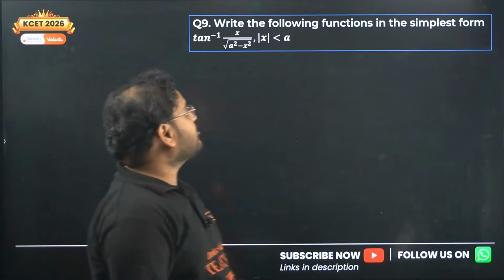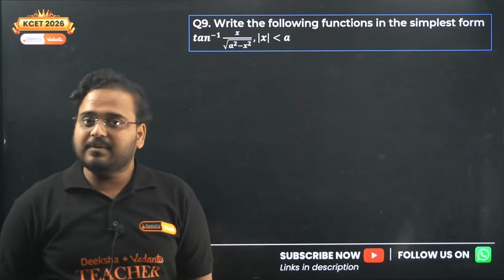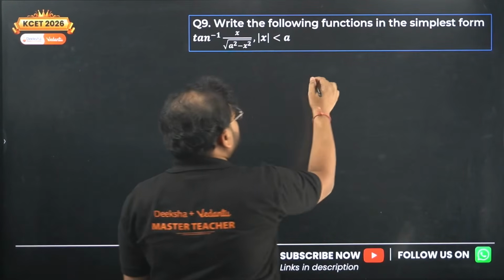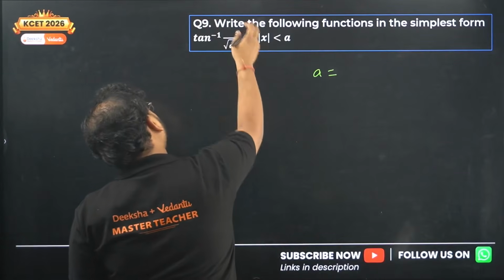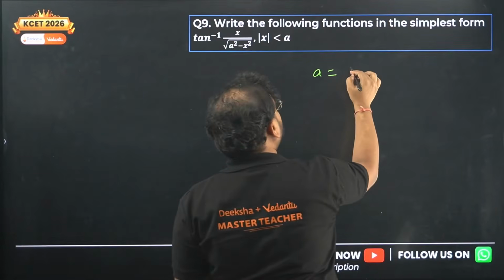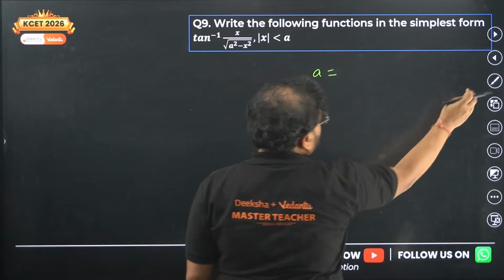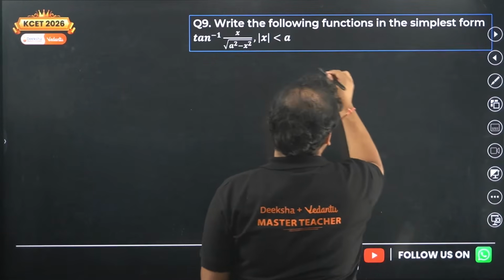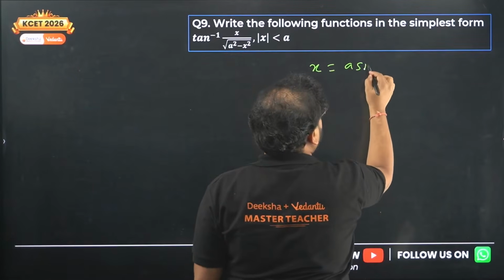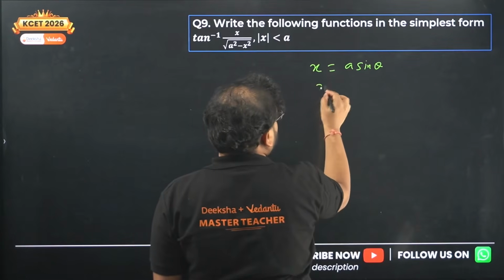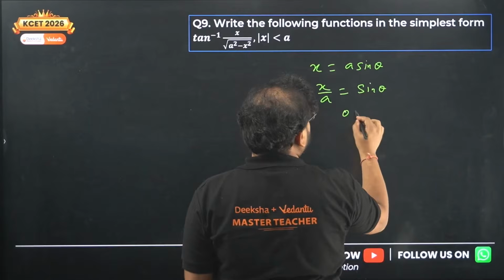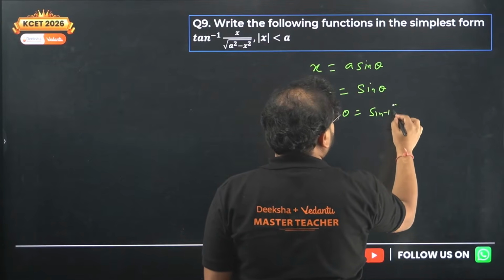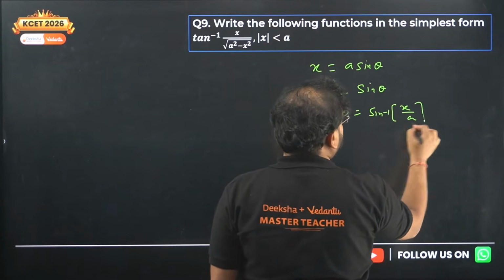Write the following function in the simplest form. Simplify this. This is a substitution method. a equals to, we're going to take what? I have tan inverse over here, I need to get tan inside. So x equals a sine theta. So x by a equals sine theta. So theta equals sine inverse of x by a.